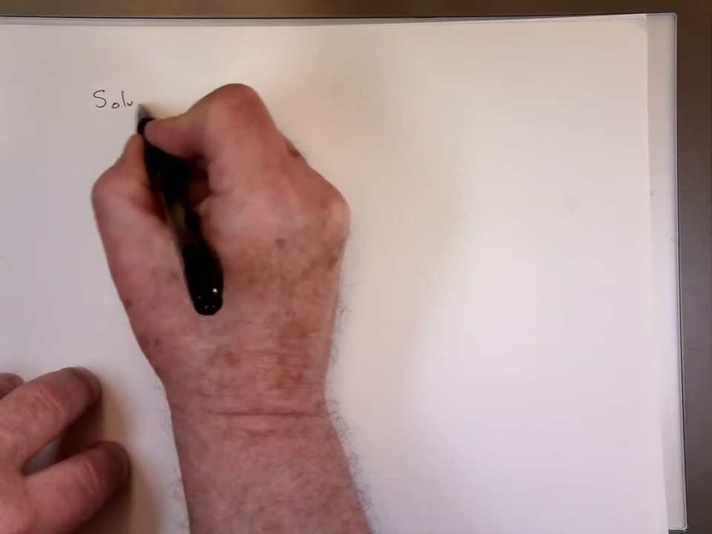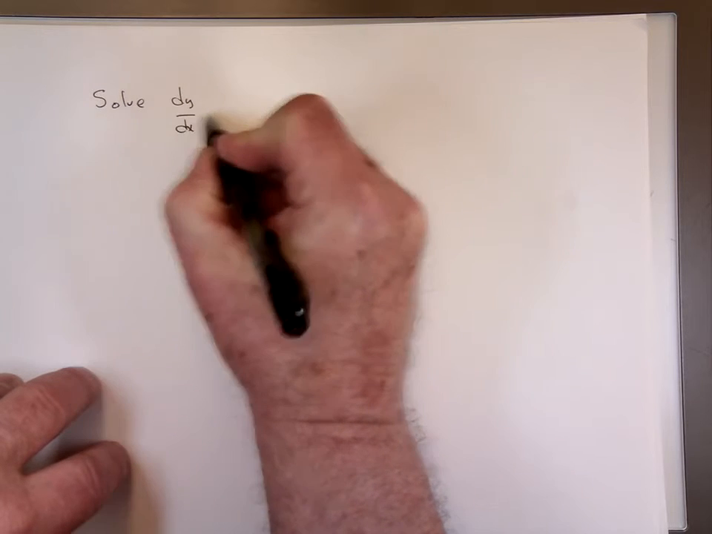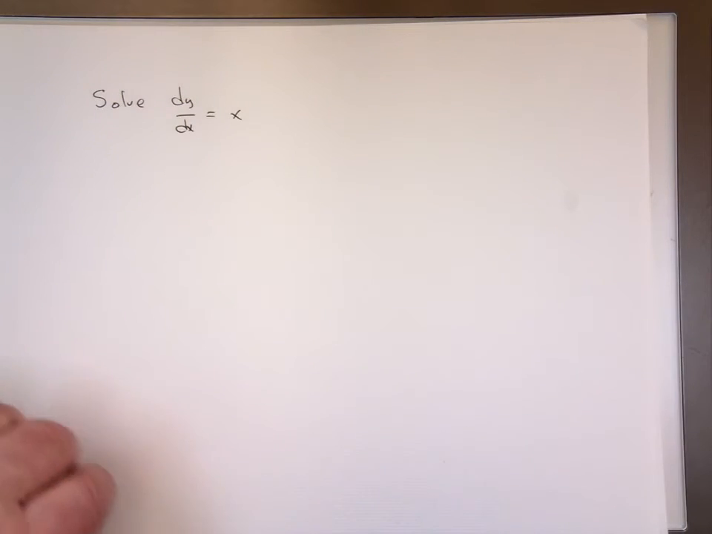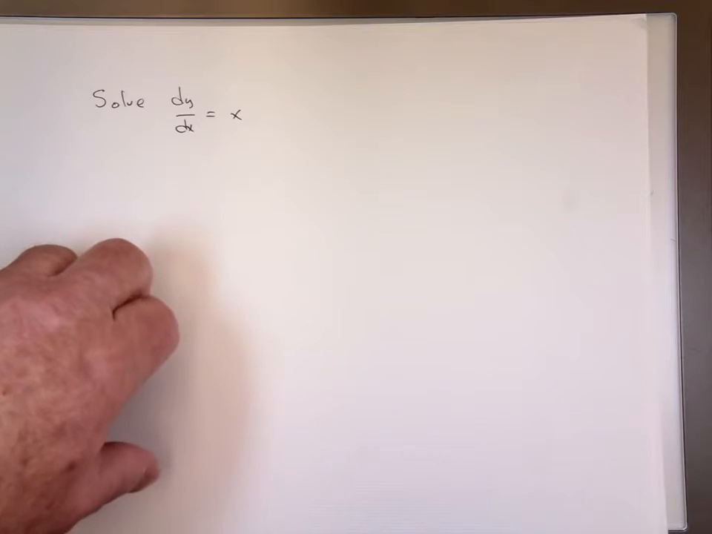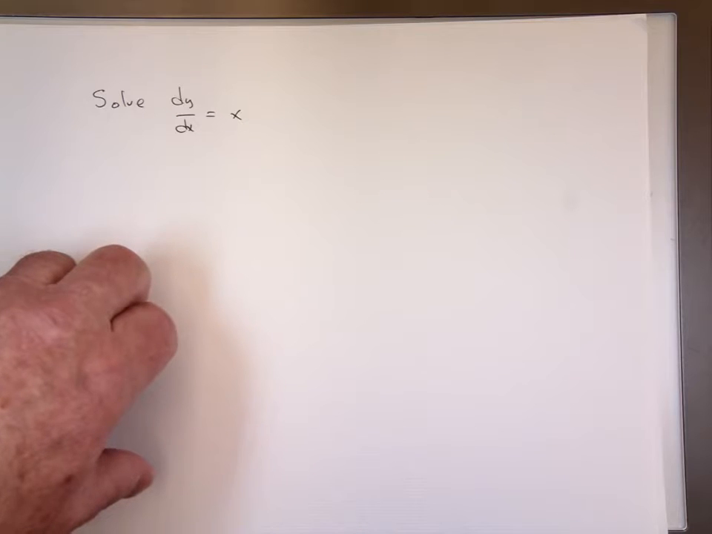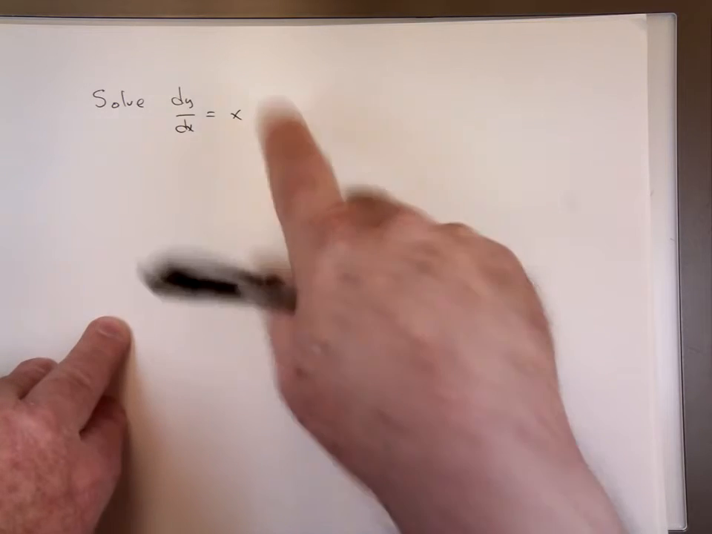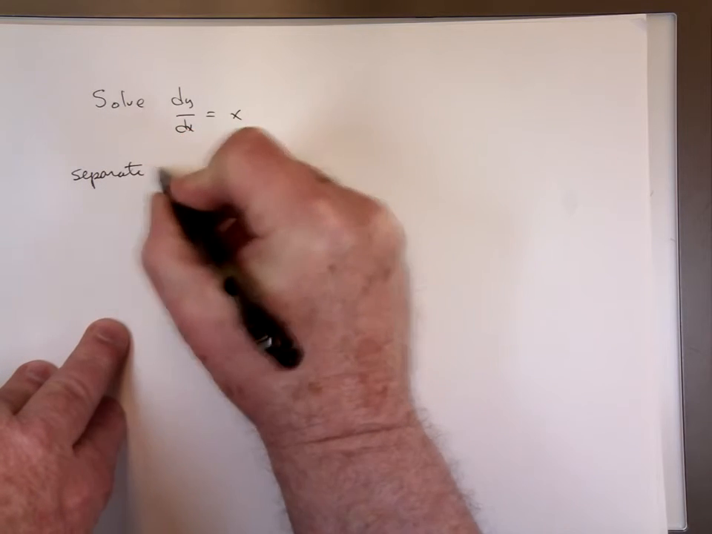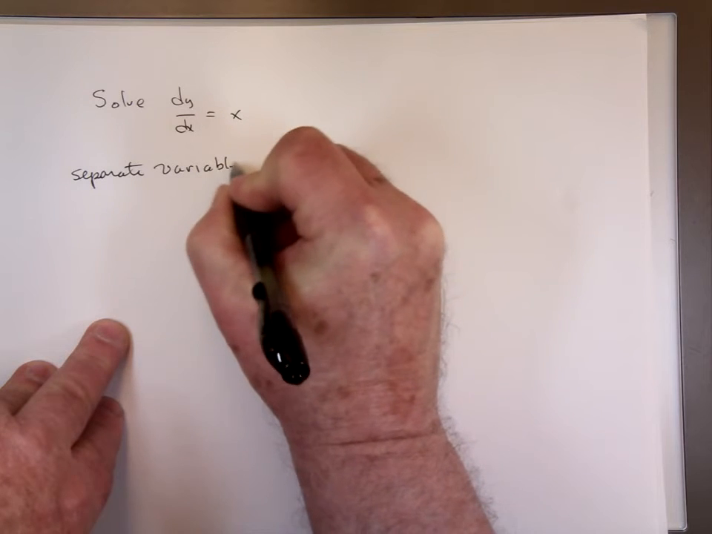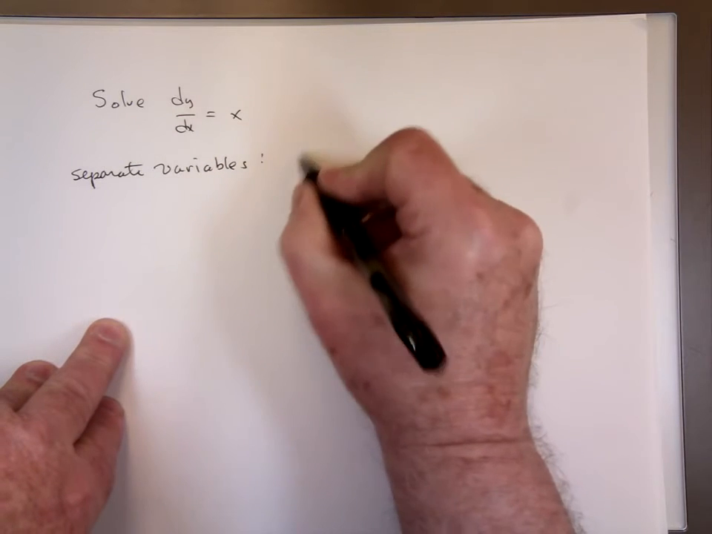Okay, let's go back to that same differential equation. Solve dy/dx equals x. The procedure that we're going to use to solve these differential equations is the following. And this is what you would do day one in diff-EQs. If you take differential equations, day one, this is what you would do. You would separate the variables. It's called separate the variables. Bring that dx on the other side.